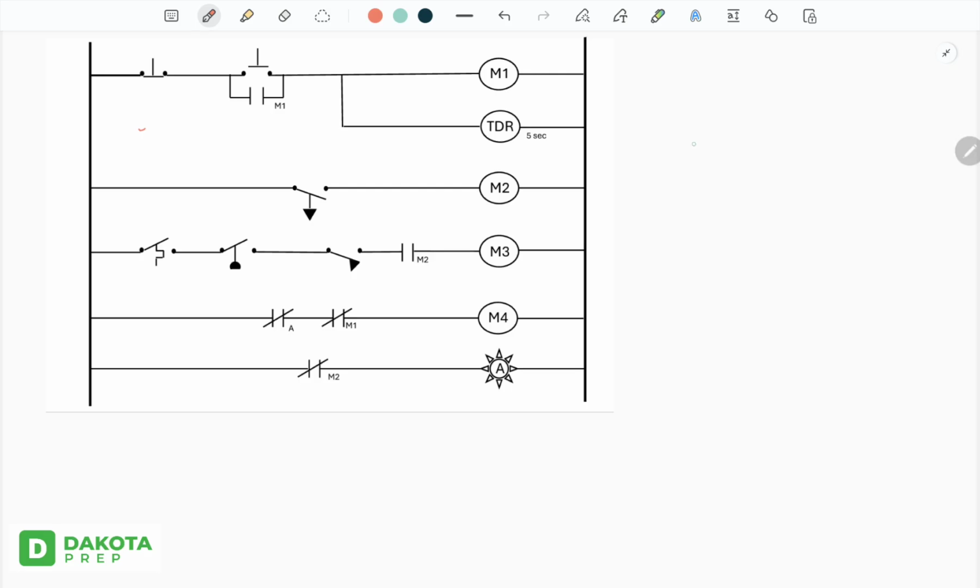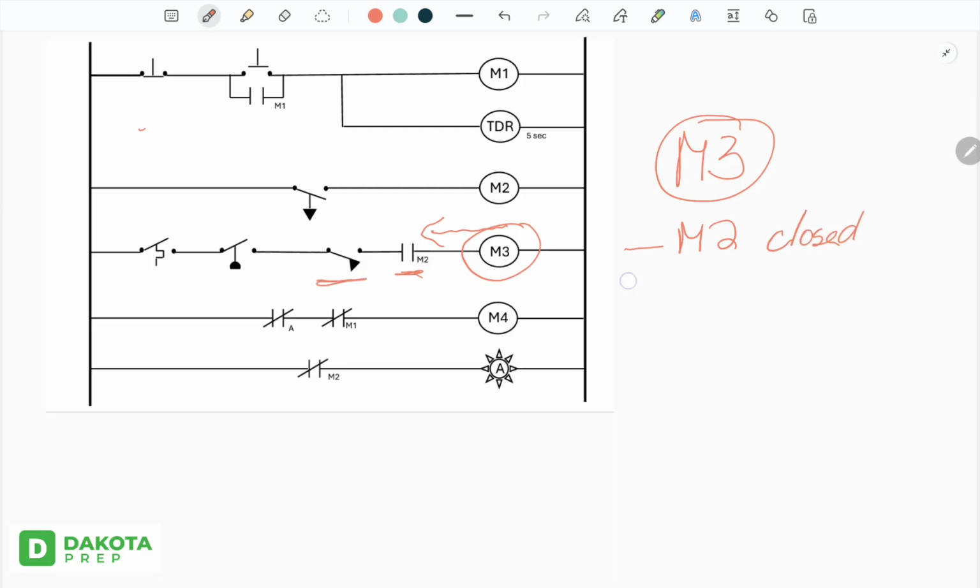What needs to happen in order for M3 to be energized? So what needs to happen? Right off the bat, I'm going to head over to M3. I'm immediately going to work backwards. In order for M3 to be energized, M2 needs to be closed. So this one right here needs to be closed. So M2 needs to be on. My flow switch needs to be closed. My pressure switch needs to be closed. And my temperature needs to be closed.